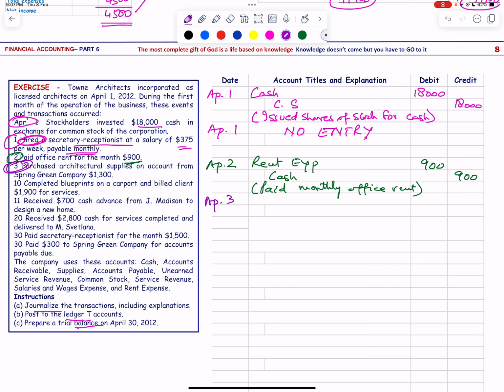Okay, we move on to April 3, and on 3rd of April purchased architectural supplies on account from Spring Green Company for 1,300. So supplies is debit by 1,300 and we are purchasing on account. So accounts payable is credit by 1,300. Purchased supplies on account from Spring Green Company.